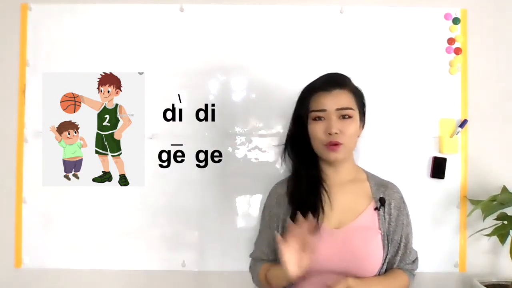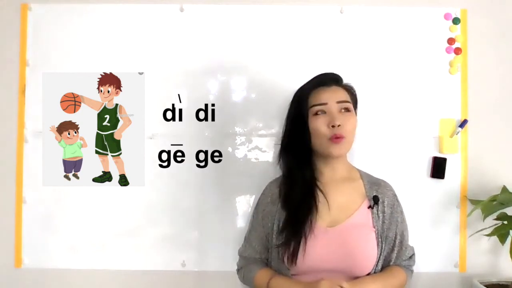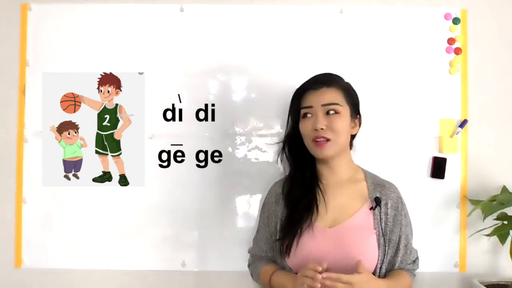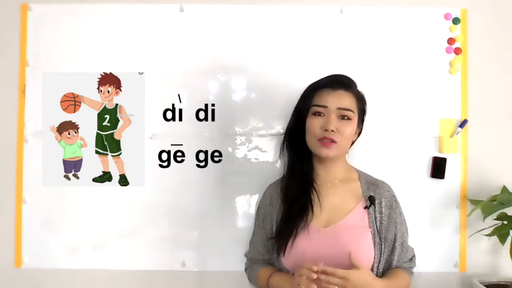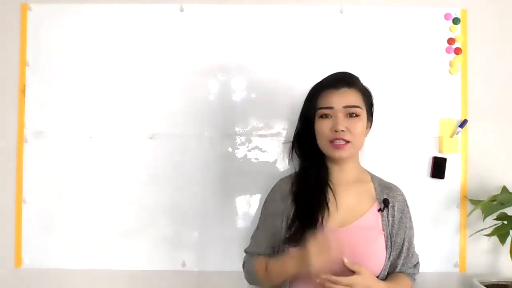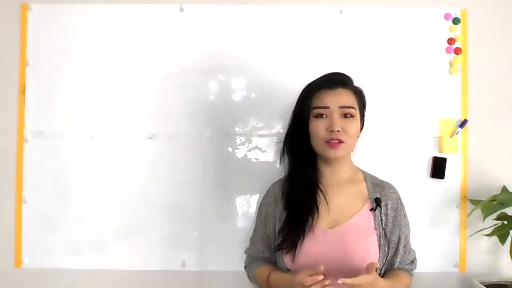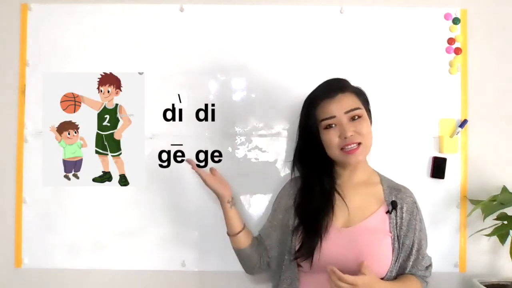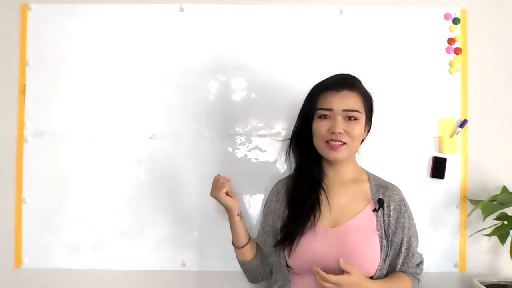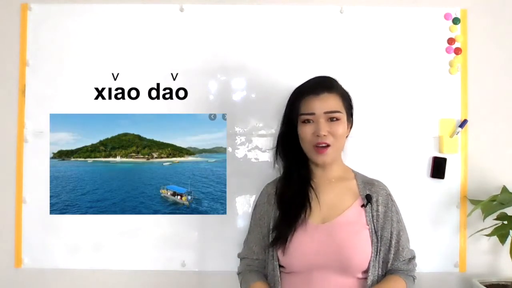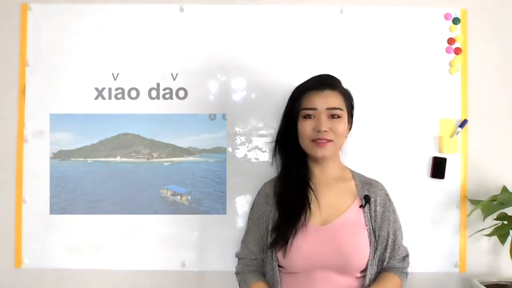Apart from the four tones in Chinese syllables we mentioned previously, there is another tone which is lighter and shorter, known as neutral. When two Chinese characters are the same, the second one usually will have a neutral tone, like 弟弟, 哥哥, 猫, 小猫, 岛, 小岛.